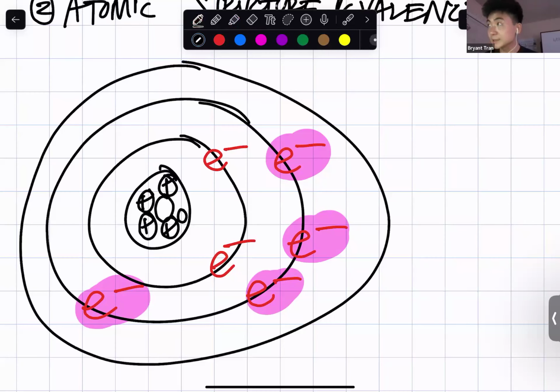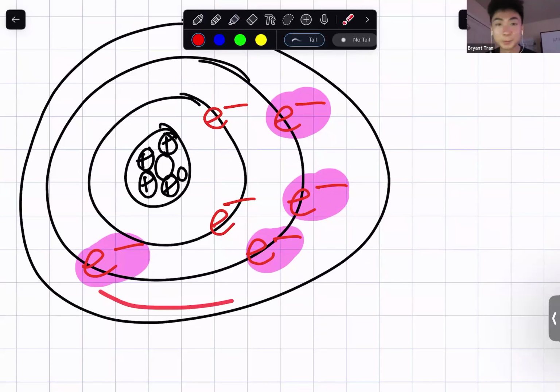These valence electrons are very important because they will make the bonds, like polar covalent bonds or non-polar covalent bonds, in organic structures.